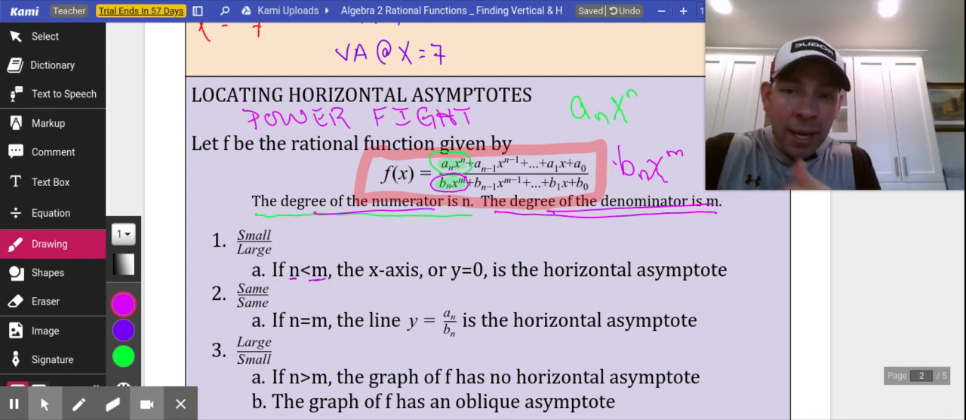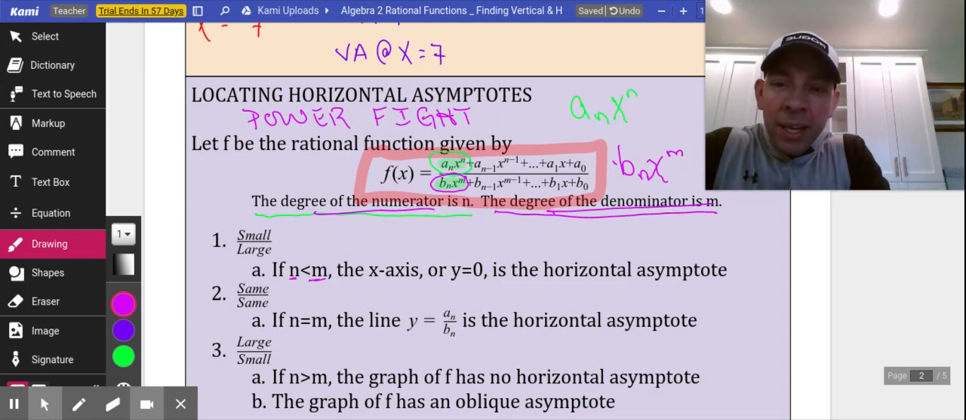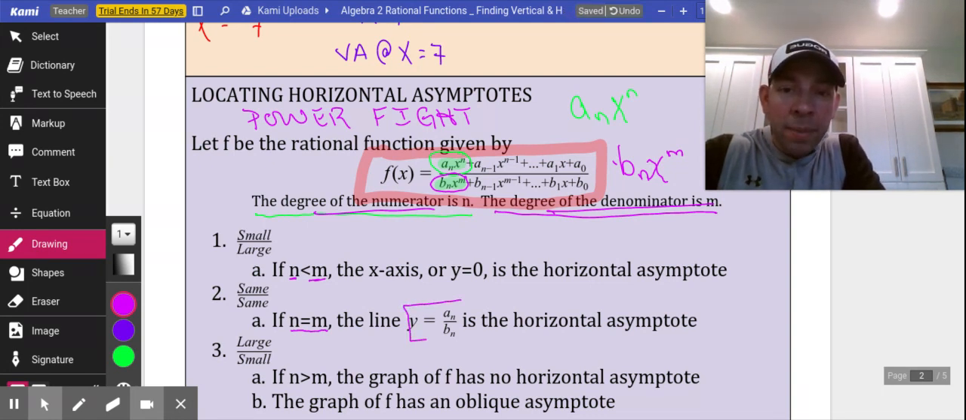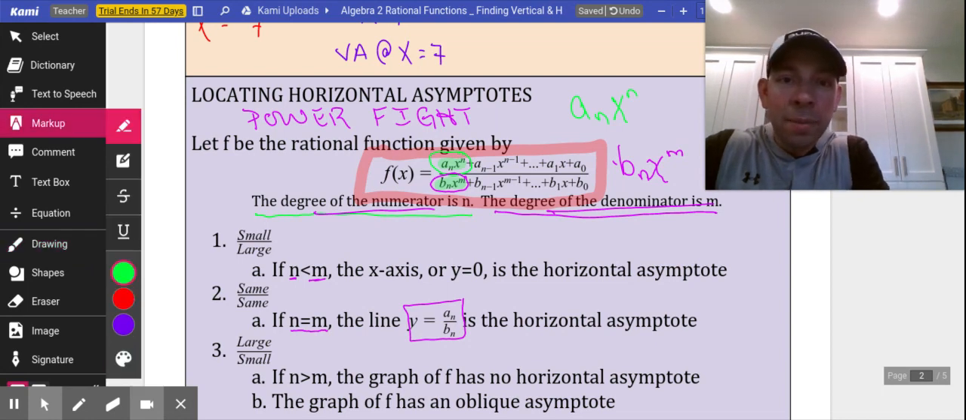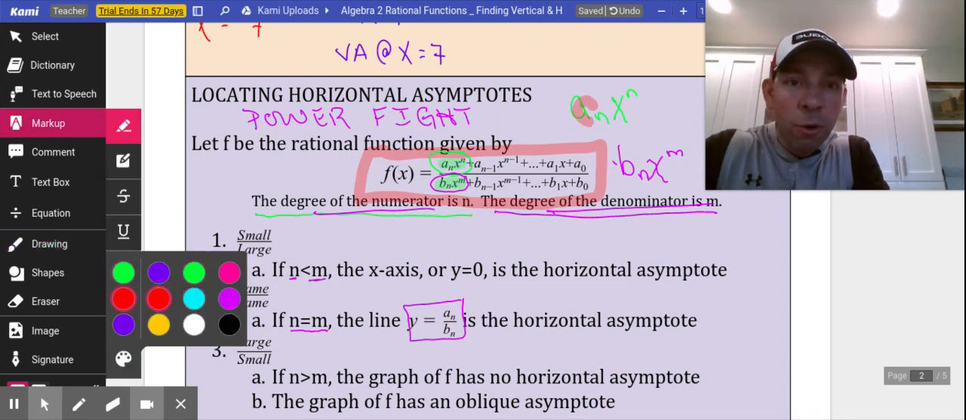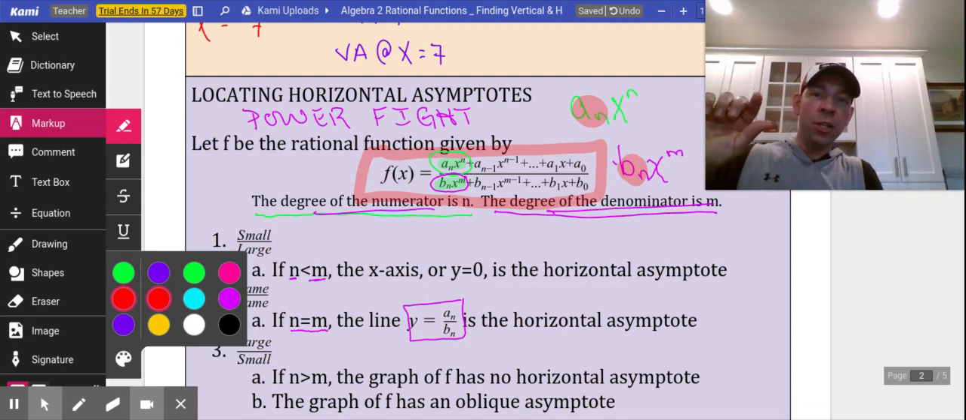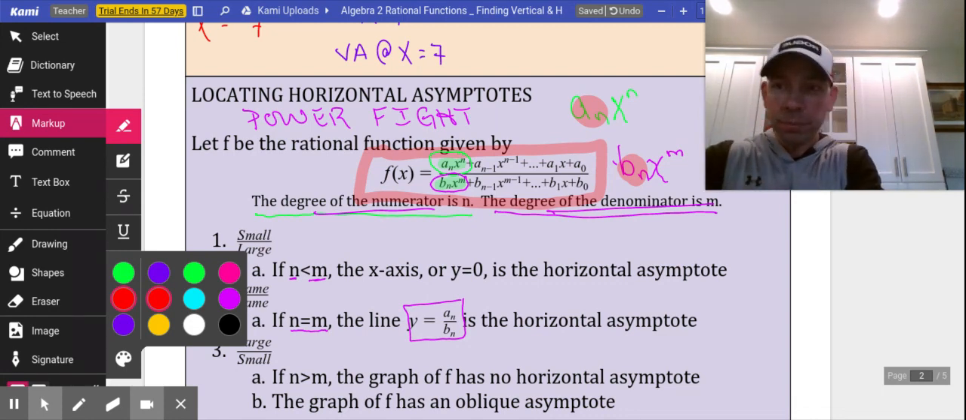Now, probably the more common one, maybe not, but it's still pretty common, is what I call same over same. Same over same is when the degree of the numerator is the same as the degree of the denominator. In that case, the line y equals a sub n divided by b sub m is the horizontal asymptote. Remember, a sub n is the coefficient of the biggest term in the numerator, and b sub m is the coefficient of the biggest term in the denominator. So all you're doing is taking the ratio of their coefficients.